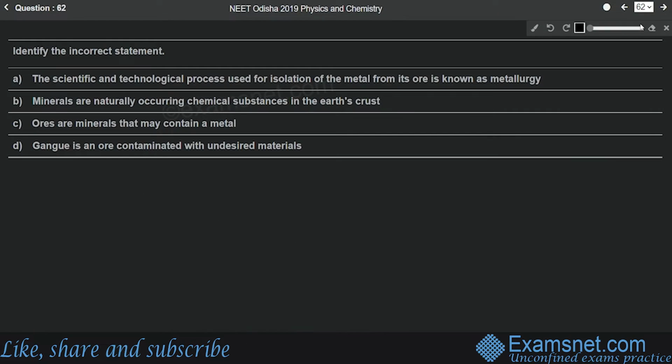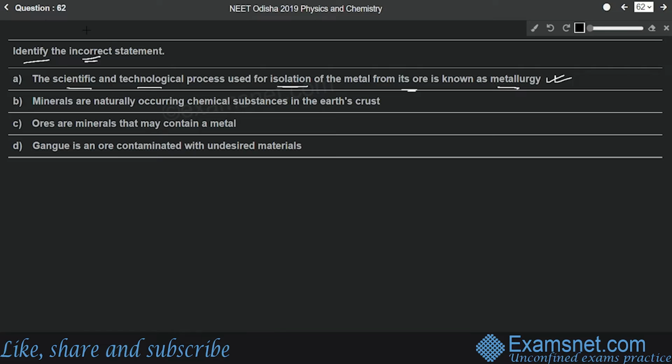Question number 62 is from the chapter General Principles and Processes of Isolation of Elements. And here we have to identify the incorrect statement. Okay. So the first statement says the scientific and technological process used for isolation of metals from its ore is known as metallurgy. So this is the simple definition of metallurgy and this is a correct definition. So this is a correct statement.